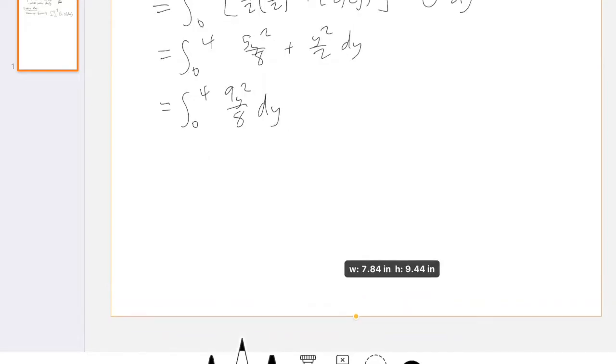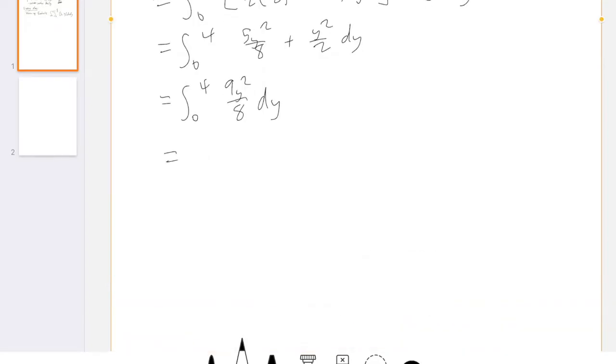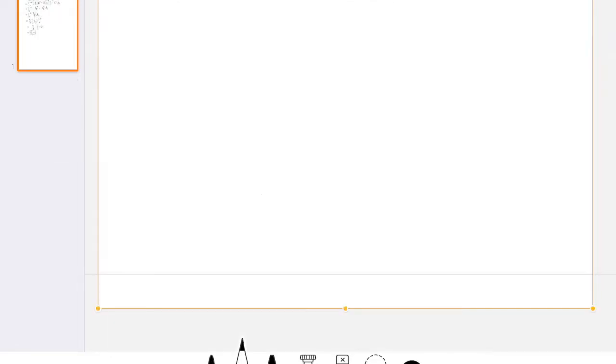Then we integrate this. So I'm going to pull out the 9/8, and we're going to have 1/3 y cubed from 0 to 4, which just becomes 9/8 times 1/3 times 64, which becomes 24. So the reason I had you do that warm-up is because that's how we're going to be finding mass.